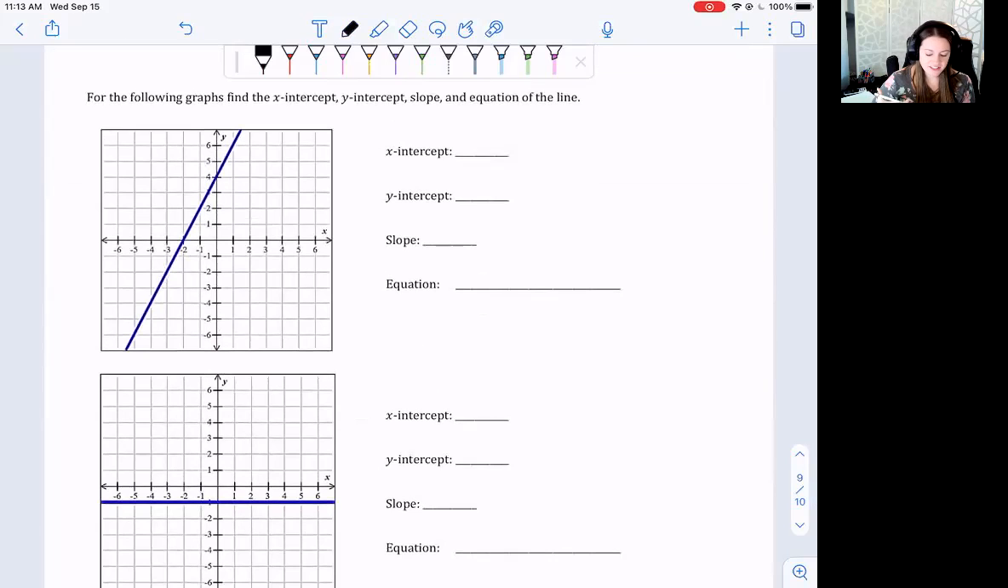For these ones, we have a graph that's given to us. We want to find the x-intercept, the y-intercept, the slope, and the equation in slope-intercept form. So for the x-intercept, that's where we cross the x-axis. So the x-intercept is at -2. The y-intercept, where we cross the y-axis, is at 4.